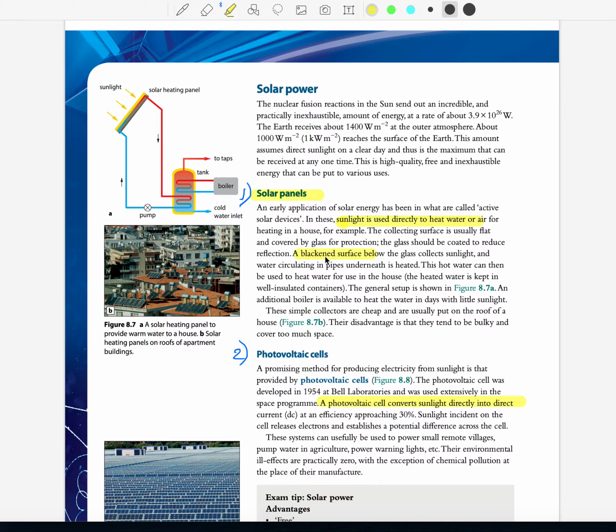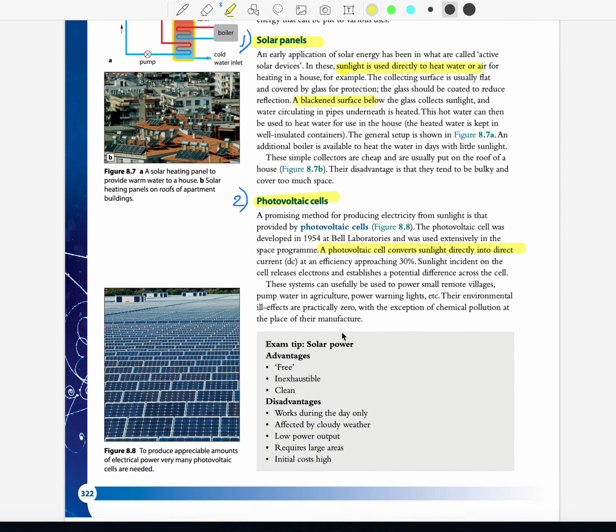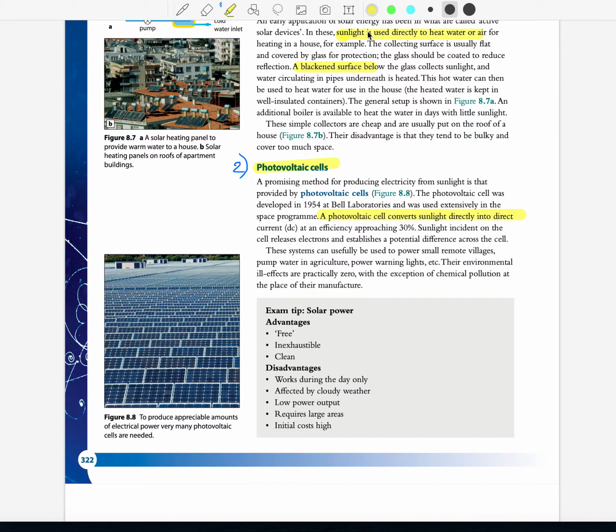So two different things. One is used for heating water. The other one is used for generating electricity directly. There is no special formula that you need to know for this section. And then we come to advantages, disadvantages.